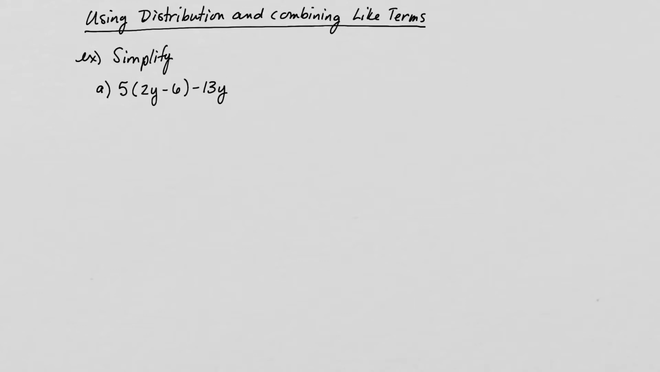If I look at this problem, this first part has a 5 sitting outside of parentheses, and inside the parentheses is a subtraction sign. So I can take this 5 and distribute it inside here. That's the first step. So we're going to have 5 times 2y minus 5 times 6, and then I'm just going to bring down that 13y.